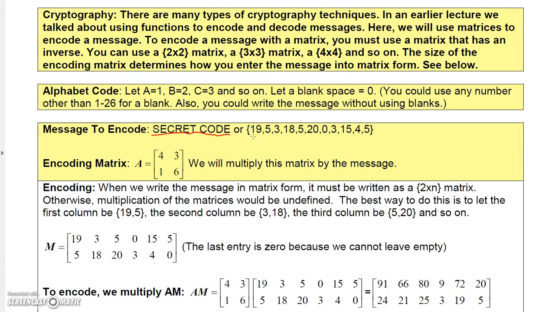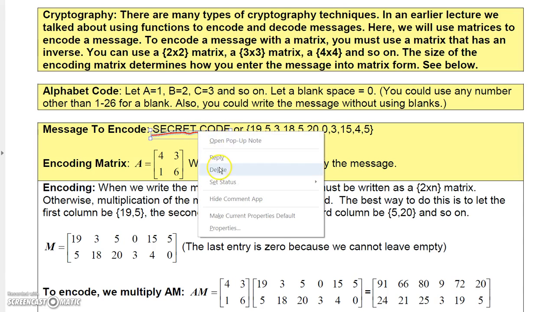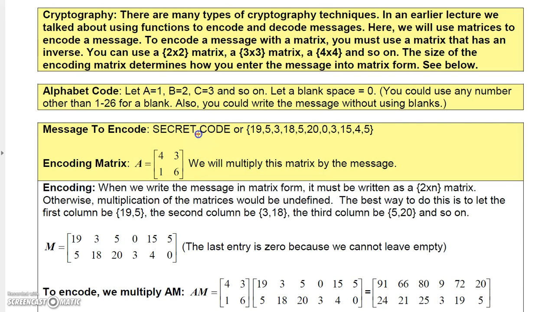Just look at the alphabet, and you can write it out if you need to. S is the 19th letter of the alphabet, E is the 5th, C is the 3rd, R is the 18th, E is the 5th, and T is the 20th. Now, I have a space separating these. You can do this with or without spaces, but for a space we're going to use the number 0. And for code, C is the 3rd letter, O is the 15th, D is the 4th, and E is the 5th.